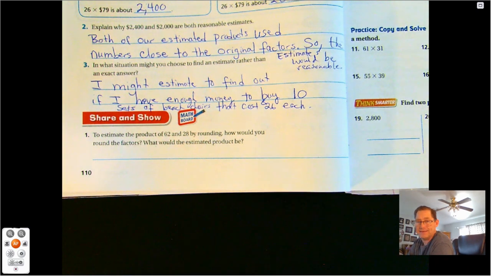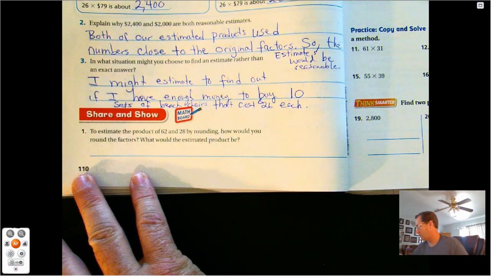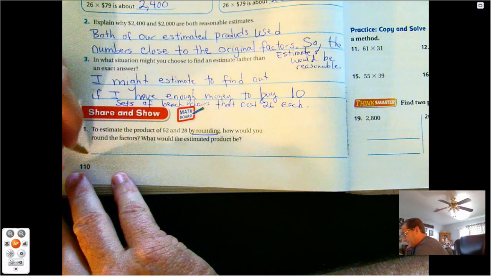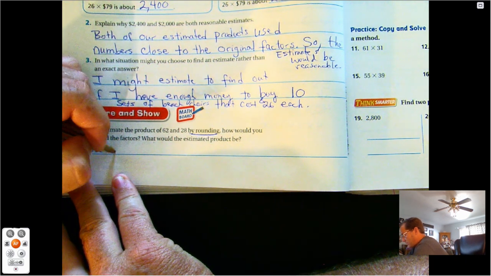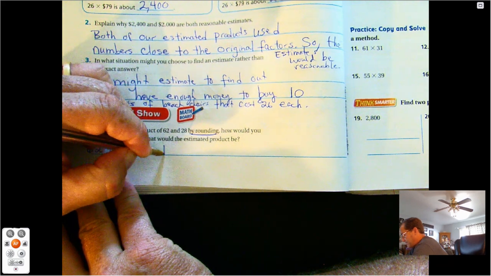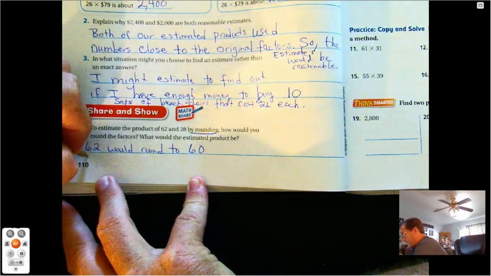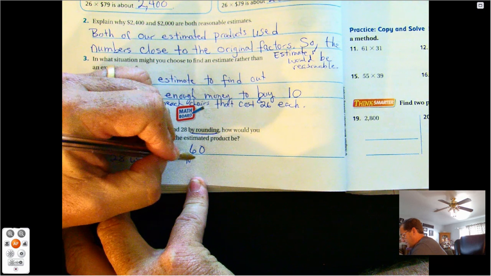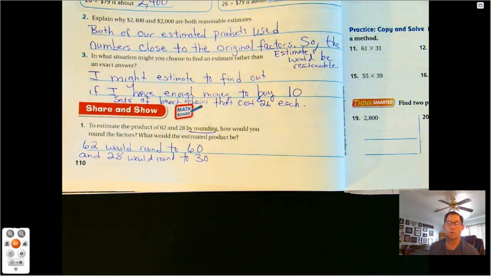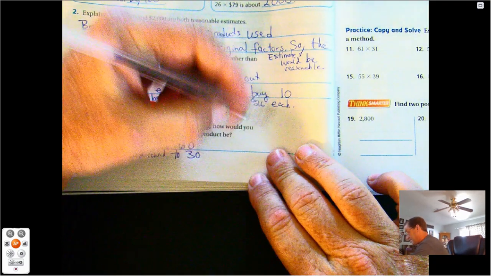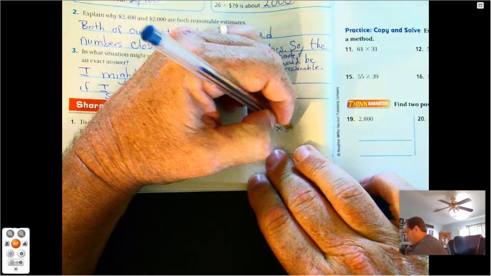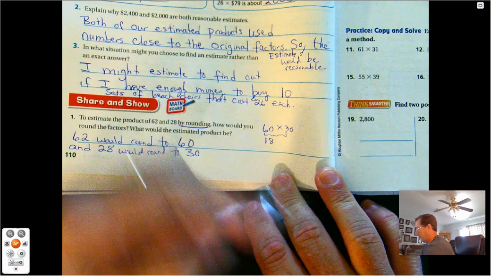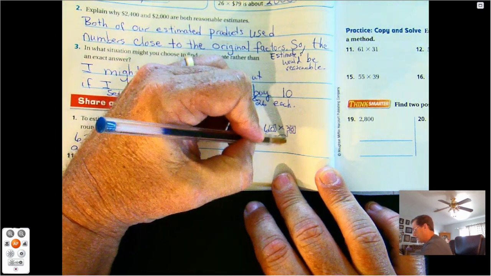So to estimate the product of 62 and 28 by rounding, how would you round the factors? Okay, well, 62 would round to 60. And 28 would round to 30. So what would the estimated product be? So we're basically saying 60 times 30. The basic math fact is 6 times 3, which is 18. And then we put the 2 zeros from the 2 tens. So our estimated product would be 1,800.